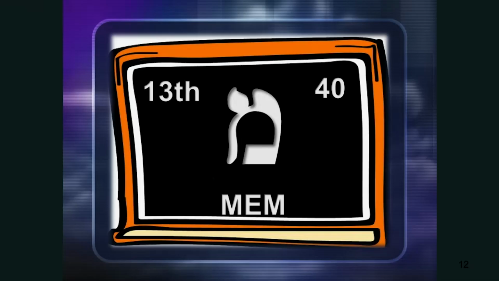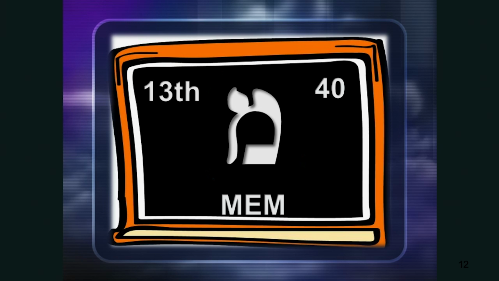Now, the letter Mem is the 13th letter of the Hebrew alphabet. Its numerical value is 40. The first 10 letters are the first 10 numbers, and then after 10, it goes 20, 30, 40, 50, 60, 70, 80, 90, 100, 200, 300, 400. That's how it works. And this is the 13th letter, so it has a numerical value of 40.